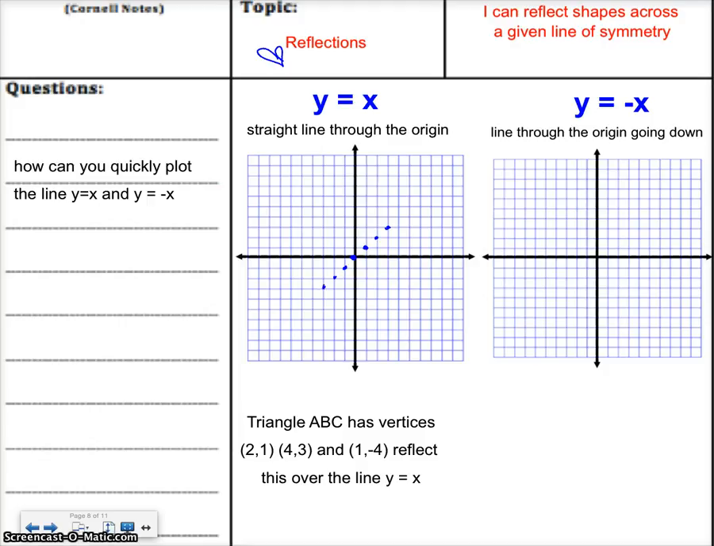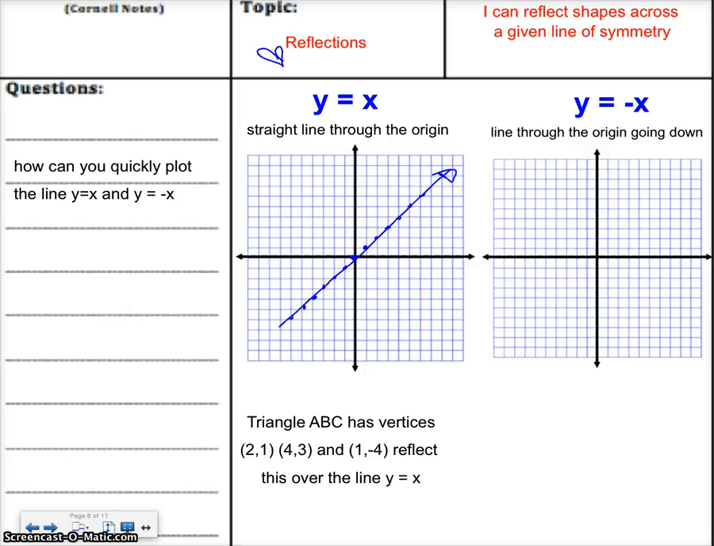Now let me tell you, if you get confused about where to put the dot, well, if the equation is y equals x, when x is 1, y is 1. When x is 2, y will be 2. When x is 3, y is 3. And then in the other direction, when x is negative 1, so will y be. When x is negative 2, y will be negative 2. And then you can get your pattern going and extend it.